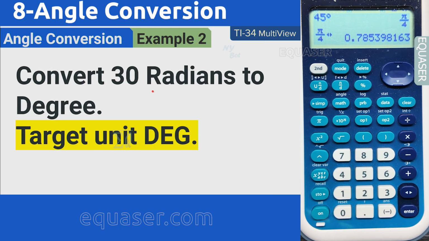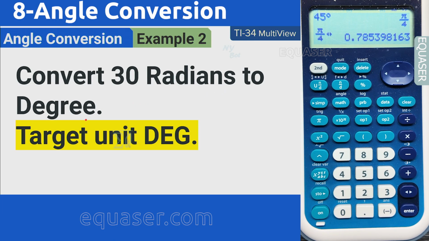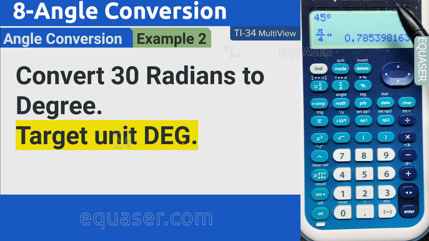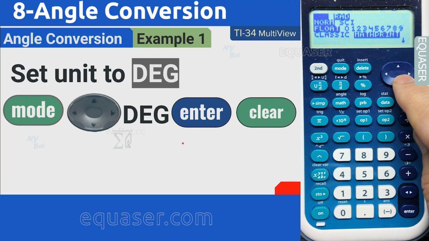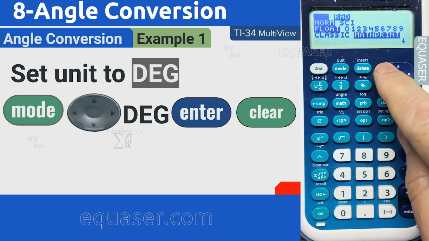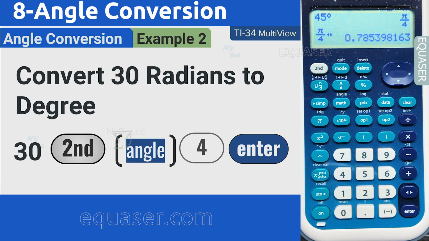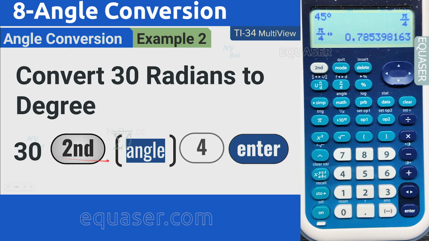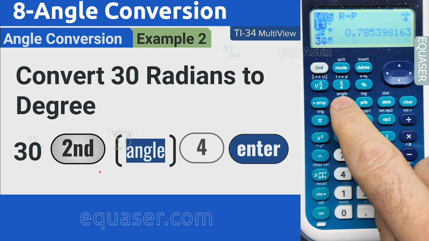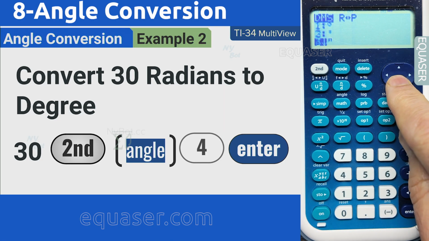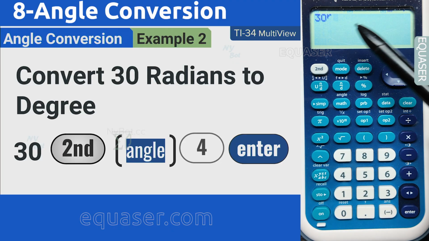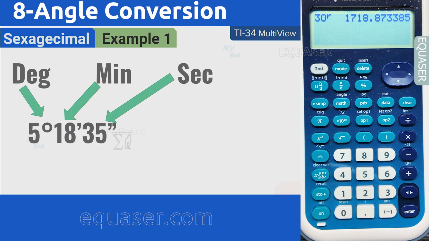Example number 2, convert 30 radians to degree. Now the target unit is degree. We will select degree by pressing mode, go to the left, it's already selected, just press enter, degree is selected, clear to exit. Now we want to convert 30 radians, 30 and second function angle, and this time go down, number 4 is radian. When you press 4, R appears, which means 30 radian, and the unit to be converted is degree. Press enter, and that is the angle.